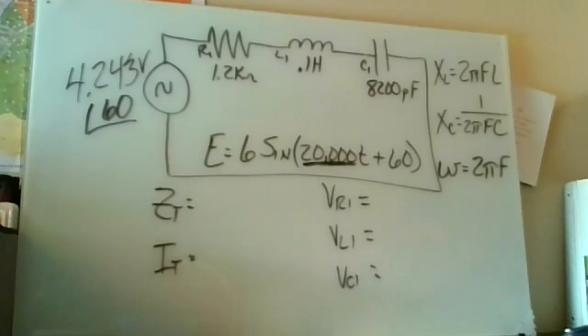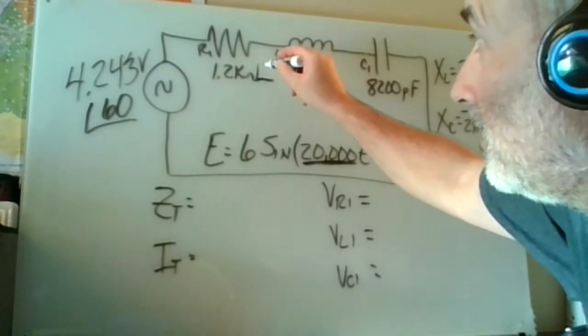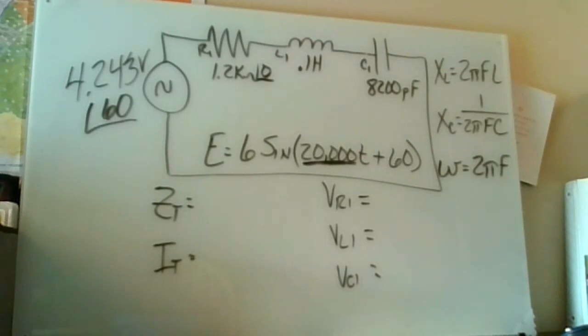Remember to have all my angles on it. My angle on a resistor is always 0. My angle on an inductor is always 90. My angle on a capacitor is always negative 90. My inductor is always 90. And then I'll have everything in ohms and angles on everything. Then I can add them up to get my Z total. Then I can get my I total.